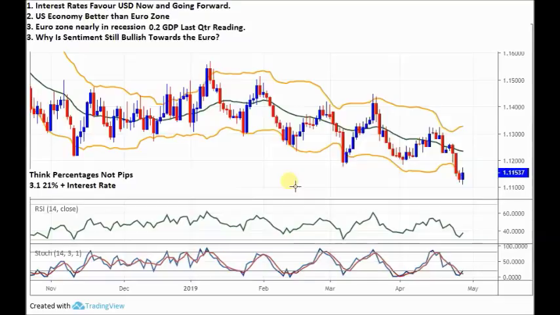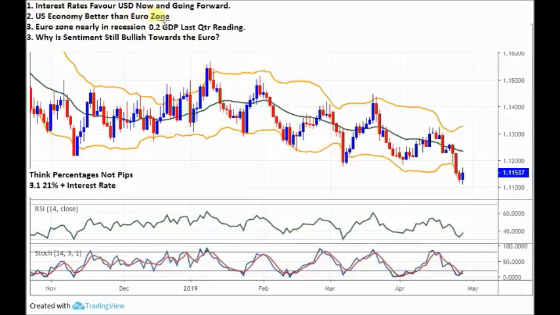But before I say the reasons why we're so bearish of the pair, I want to discuss this as well. Think percentages, not pips, in a moment, because a lot of traders focus too much on pips, not percentages. In terms of why we're so bearish of the euro and see limited upside and a lot of downside, it is these 4 points. Sorry about that, but there are 4 points to go through very quickly.